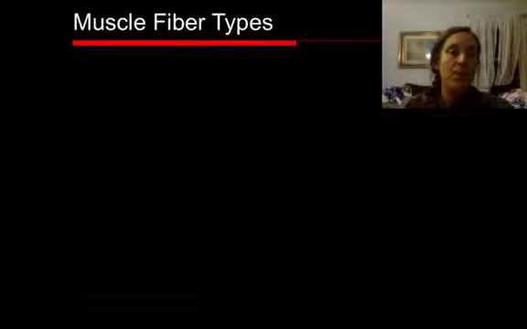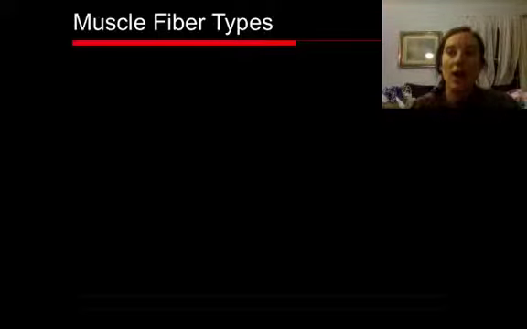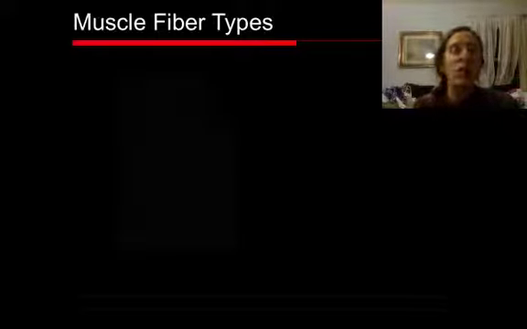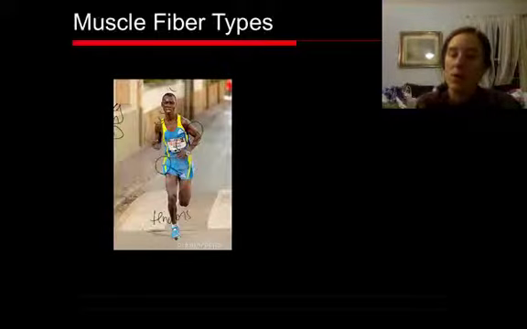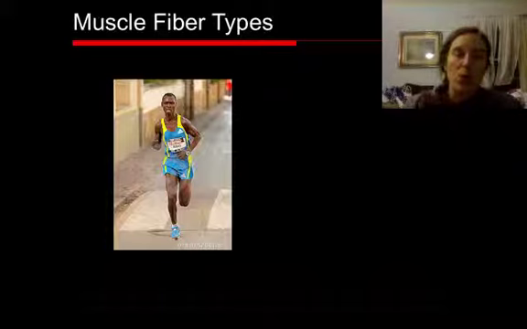So, muscle fiber types. In terms of muscle fibers, there are two categories, those that contract quickly and those that contract slowly. We call these two categories fast twitch muscle fibers and slow twitch muscle fibers. We're going to start with slow twitch muscle fibers. So let's go ahead and write slow twitch.